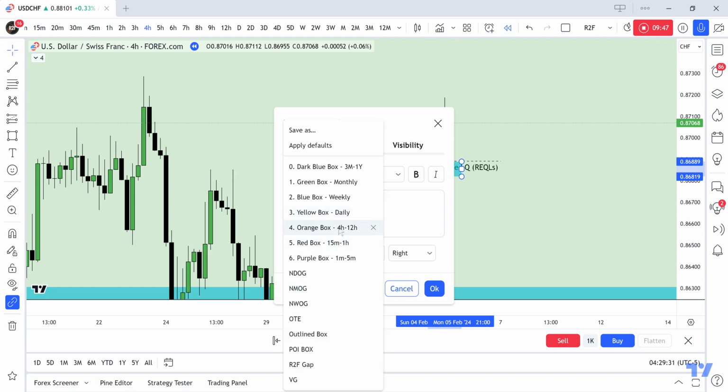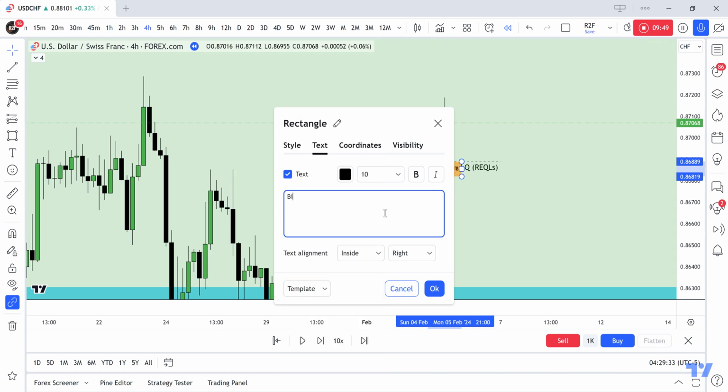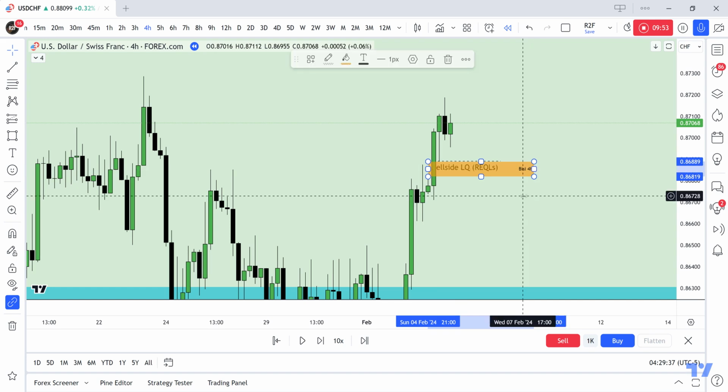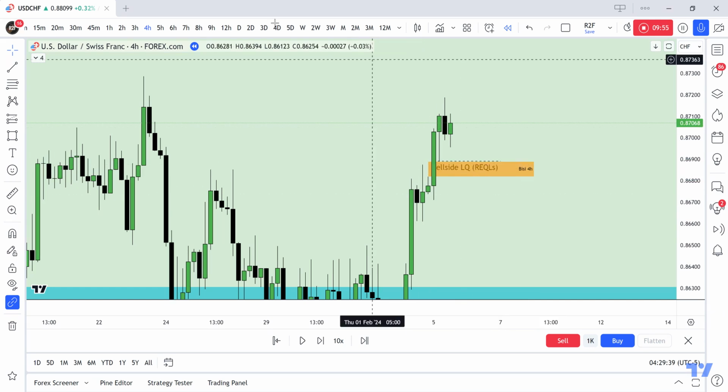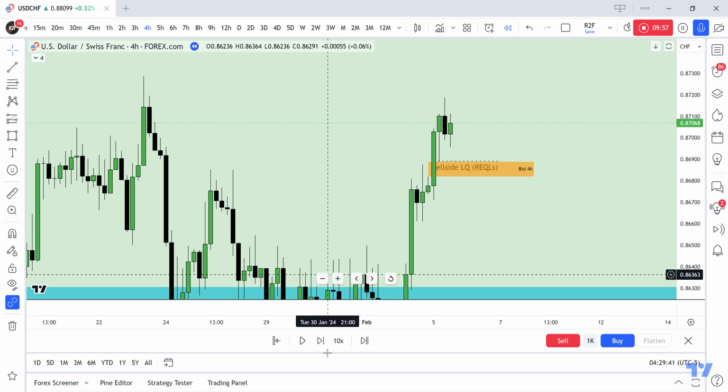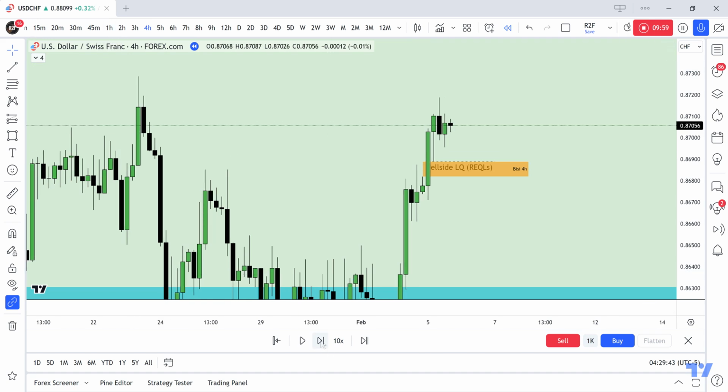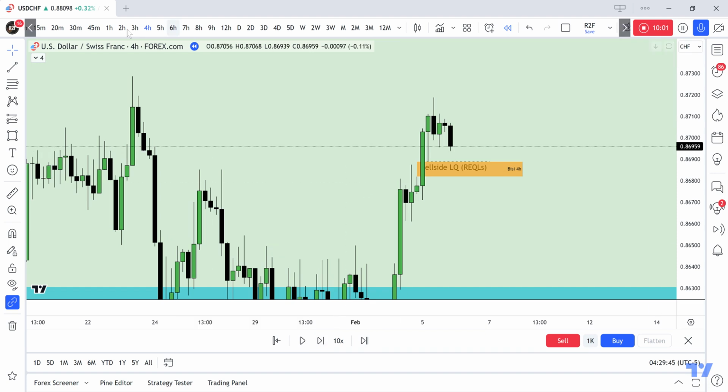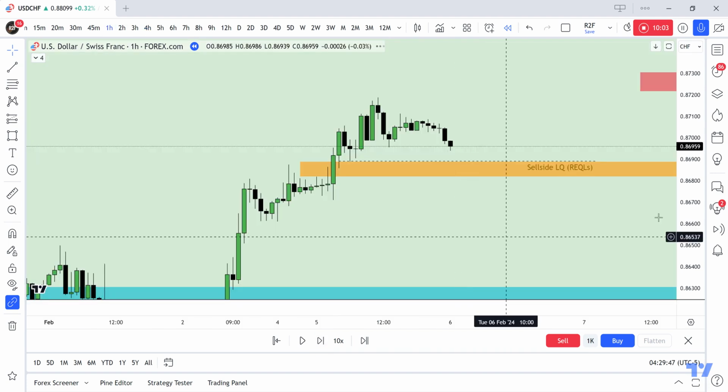You see, orange is my hourly gaps. Got a 4 hour gap here with a wick. Beautiful. So I'm going to look for price to potentially come down there. Let's see how the 4 hour plays out. Okay, let's go down to the hourly now.